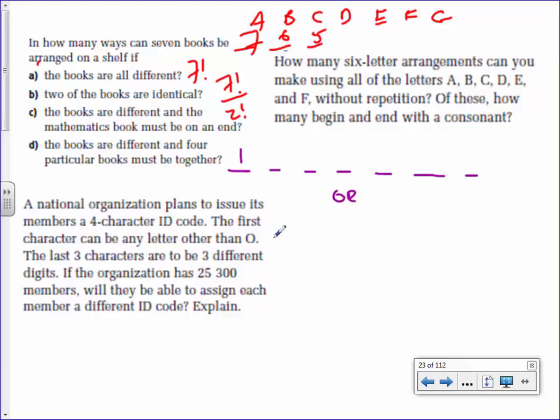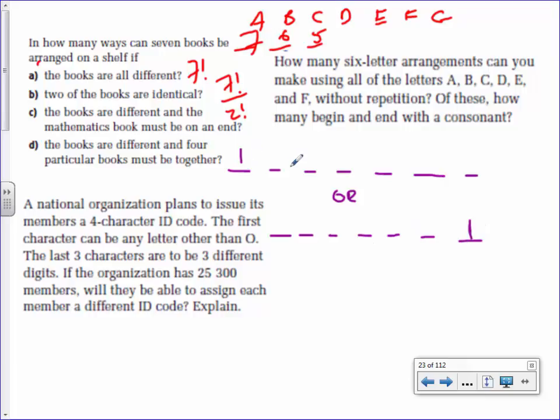Okay, so then I'm going to do another possibility in a second here. 1, 2, 3, 4, 5, 6, 7. Or the math book could be on that end. Does that make sense? I'm kind of showing you 2 different possibilities. Could be the starting book, or it could be the ending book.